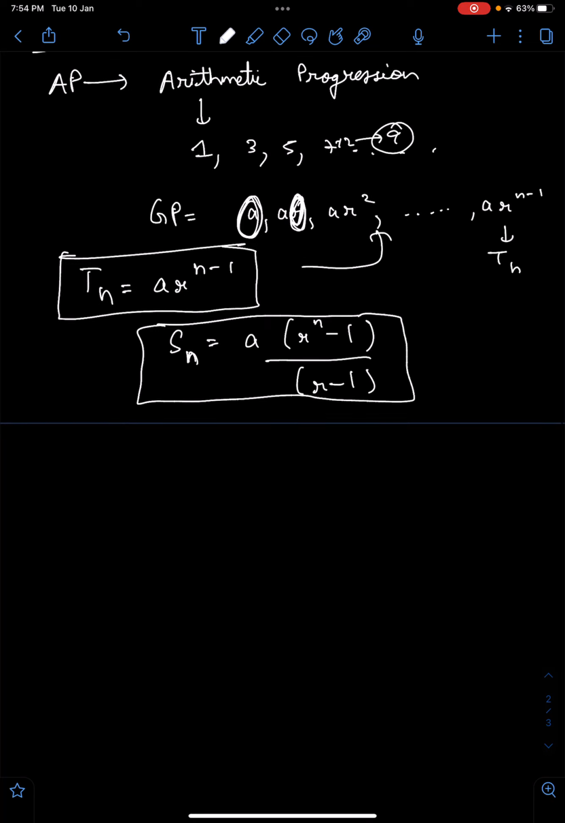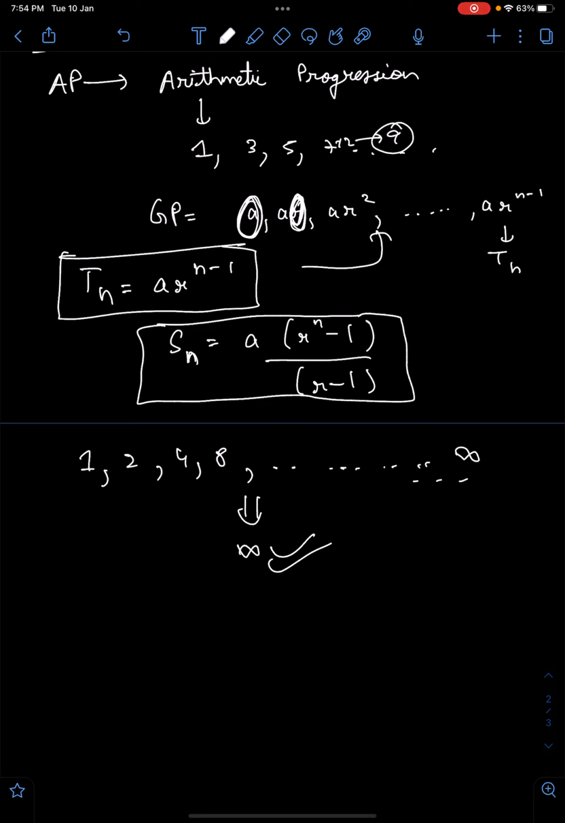And now, if you guys are wondering what would the sum of this be: 1, 2, 4, 8, up to infinity. What would the sum of this be? I think the first answer that clicks in your mind is infinity. Yes, you're right. The sum of this would be infinity, because if I talk about 10,000 terms here, it will be a really big term, and then I add this to all, so it will be infinity. Right.